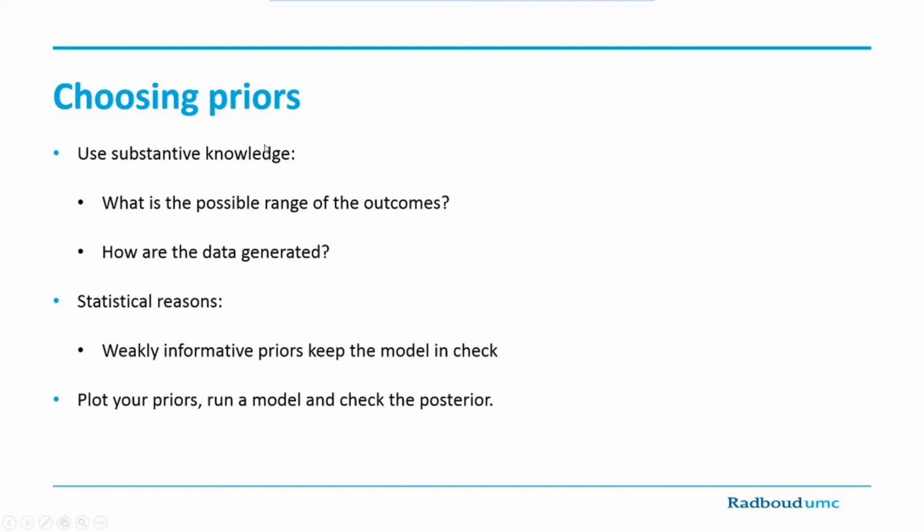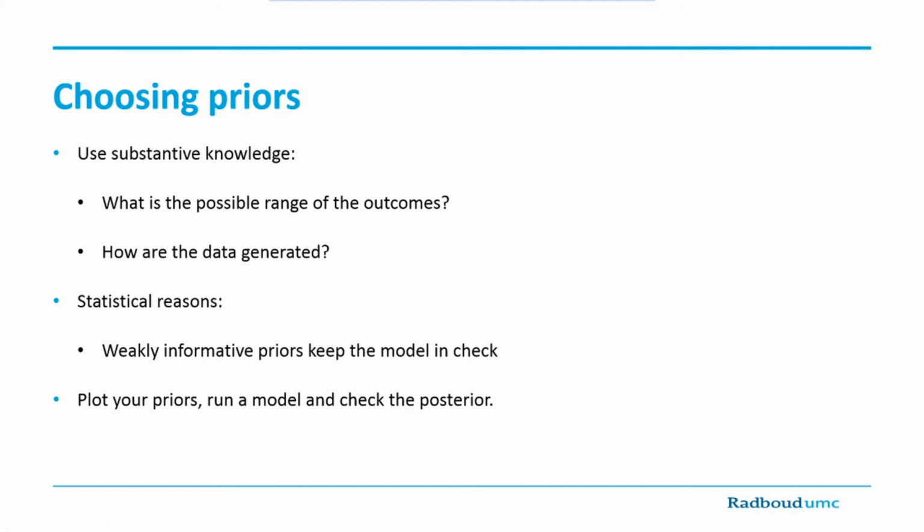Now, how do you choose priors? Priors you choose basically off of common sense and substantive knowledge. So you might choose it based on the possible range of the outcomes or the data generating process, which is similar to the distribution that we saw before. And there may be some statistical reasons. What we often use and see in Bayesian statistics are something that's called weakly informative priors.